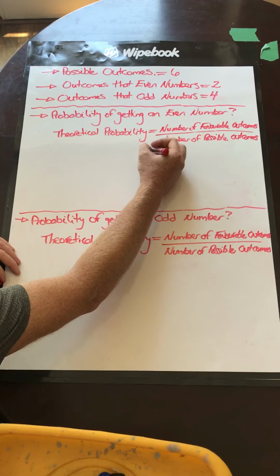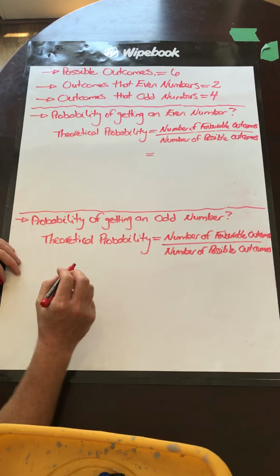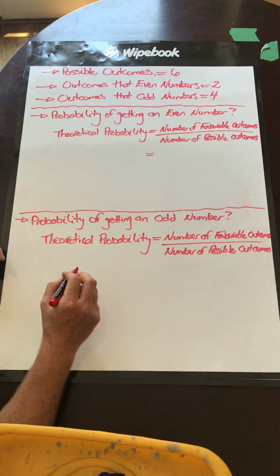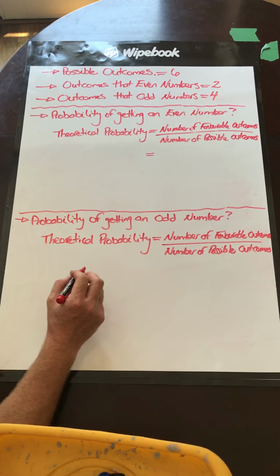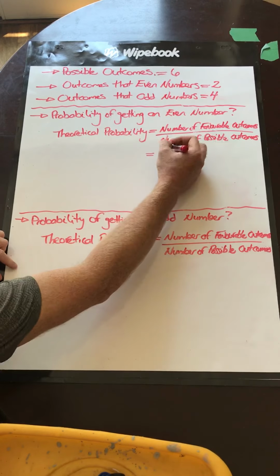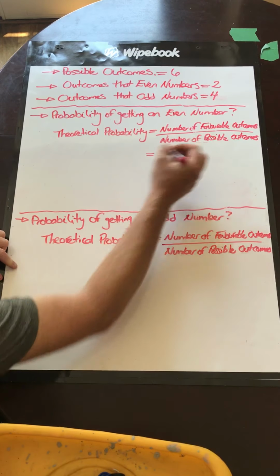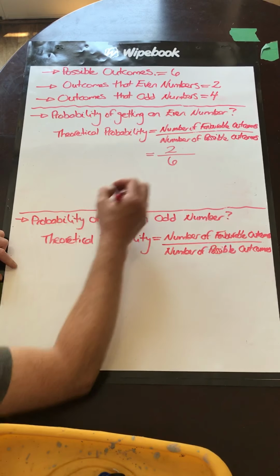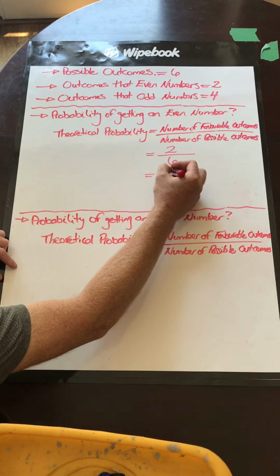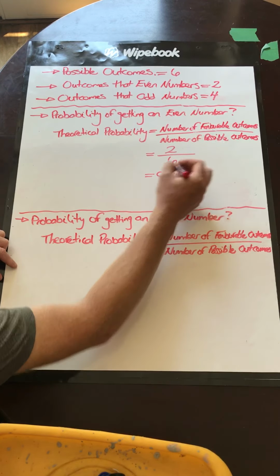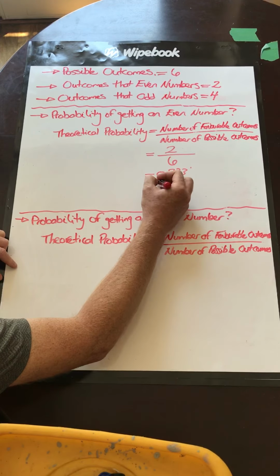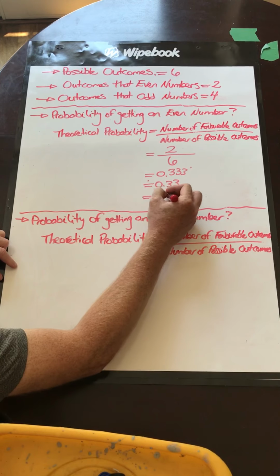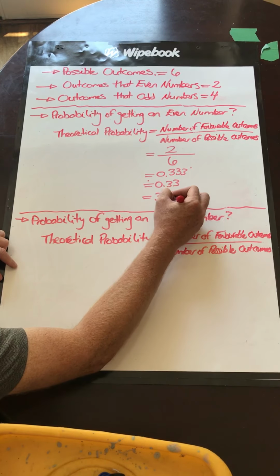We use the formula for theoretical probability, which is the number of favorable outcomes divided by the number of possible outcomes. We're looking for even numbers, so there were 2 favorable outcomes, which were 4 and 8. So we write 2 favorable outcomes divided by the number of possible outcomes, which was 6, the total number of outcomes. That equals 0.333 repeating, which we round to 0.33, which is equal to 33%.